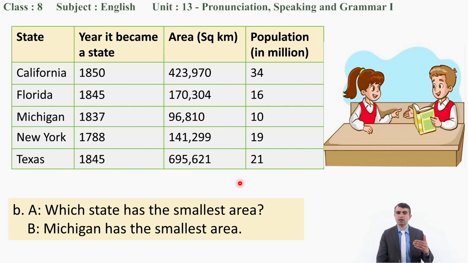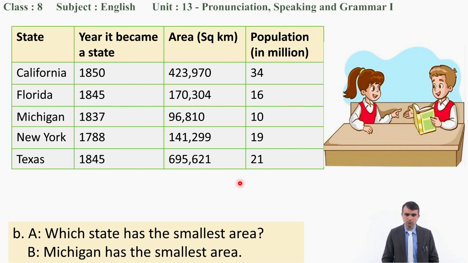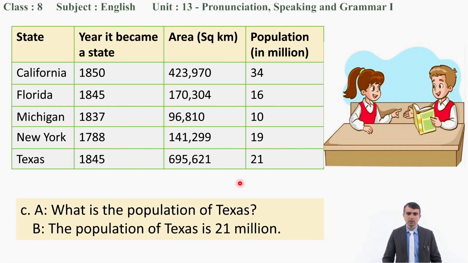Similarly, you can ask about the smallest state or biggest state. Okay, those things. Well, in the same way, the next question can be, what is the population of Texas? Can you say? Well, 21 what?